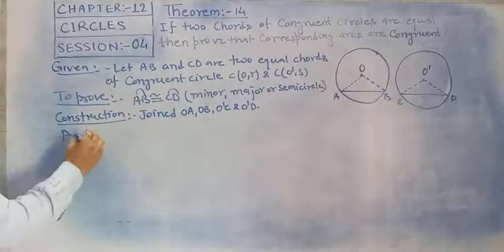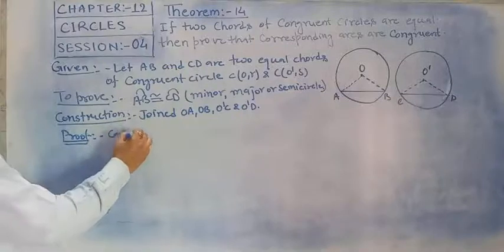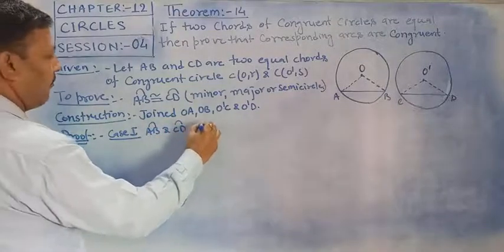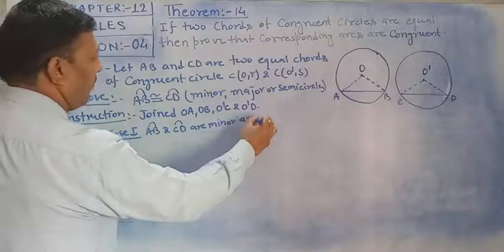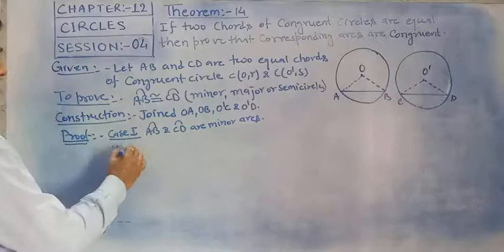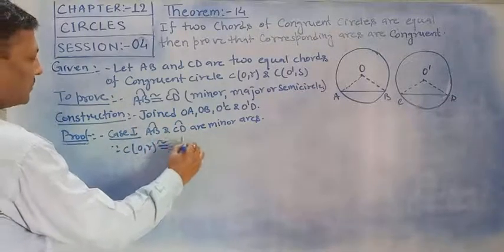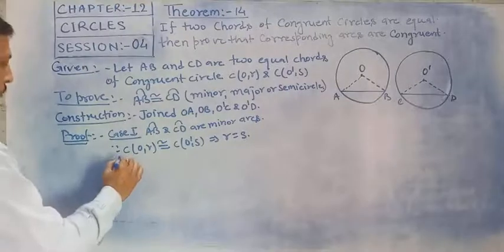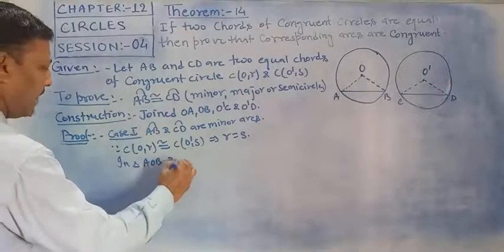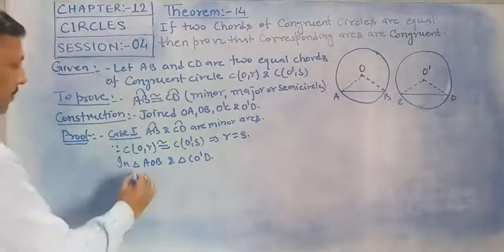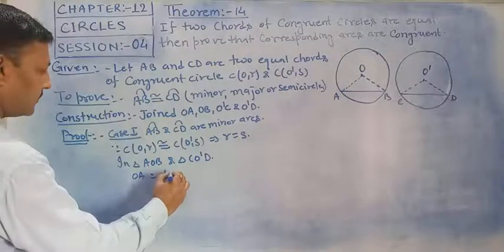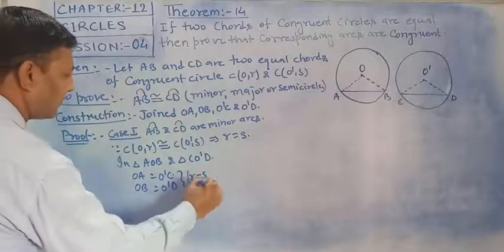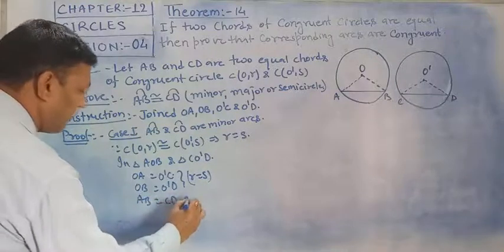Now proof. Case 1: arc AB and CD are minor arcs. Since circle C(O, R) is congruent to circle C(O dash, S), this implies that we can write R equal to S, both their radii are equal. So in triangle AOB and triangle CO dash D, we compare OA equal to O dash C, OB equal to O dash D, this is R equal to S, and AB equal to CD, it is given.